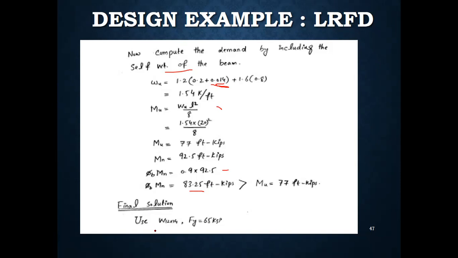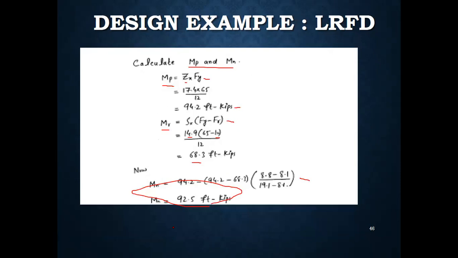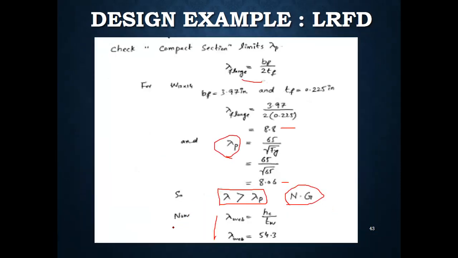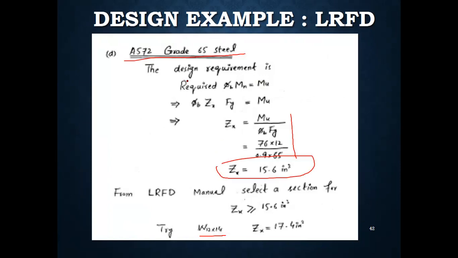So we can say that we are going to select a section W12 by 16 with Fy of 65 ksi, because this is the section that we selected previously on the basis of the section modulus.